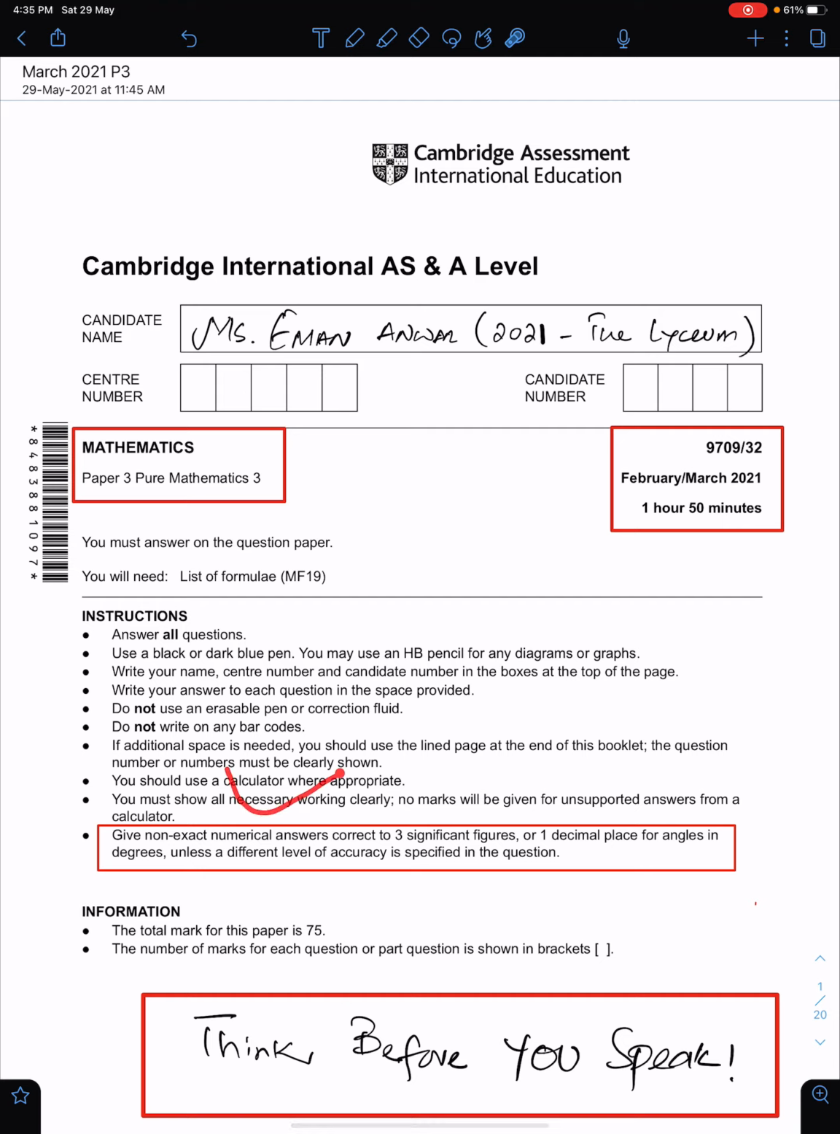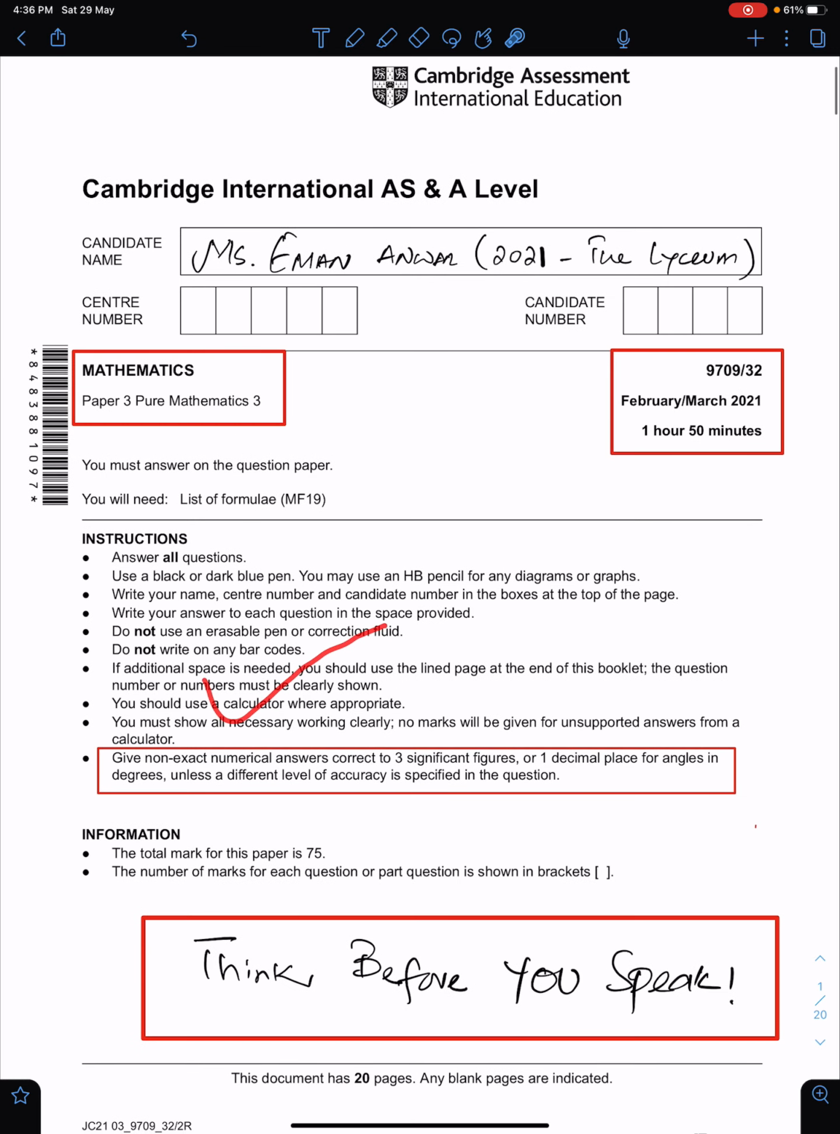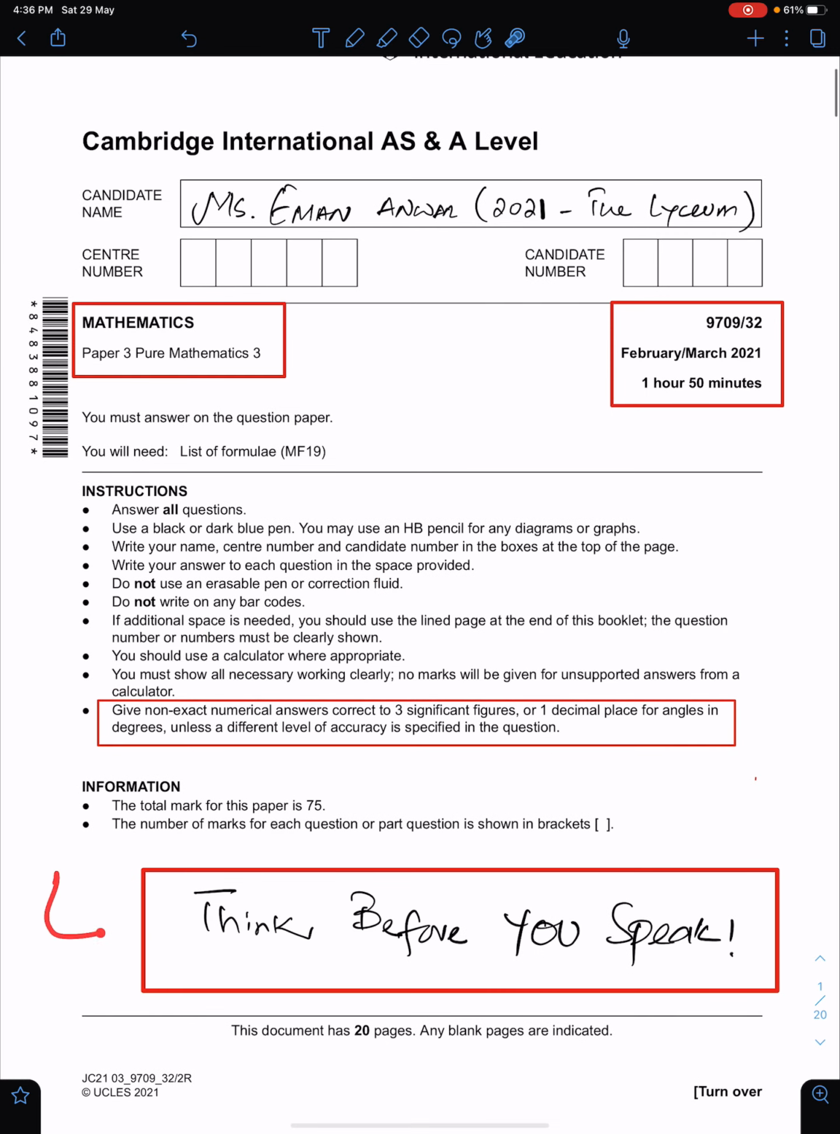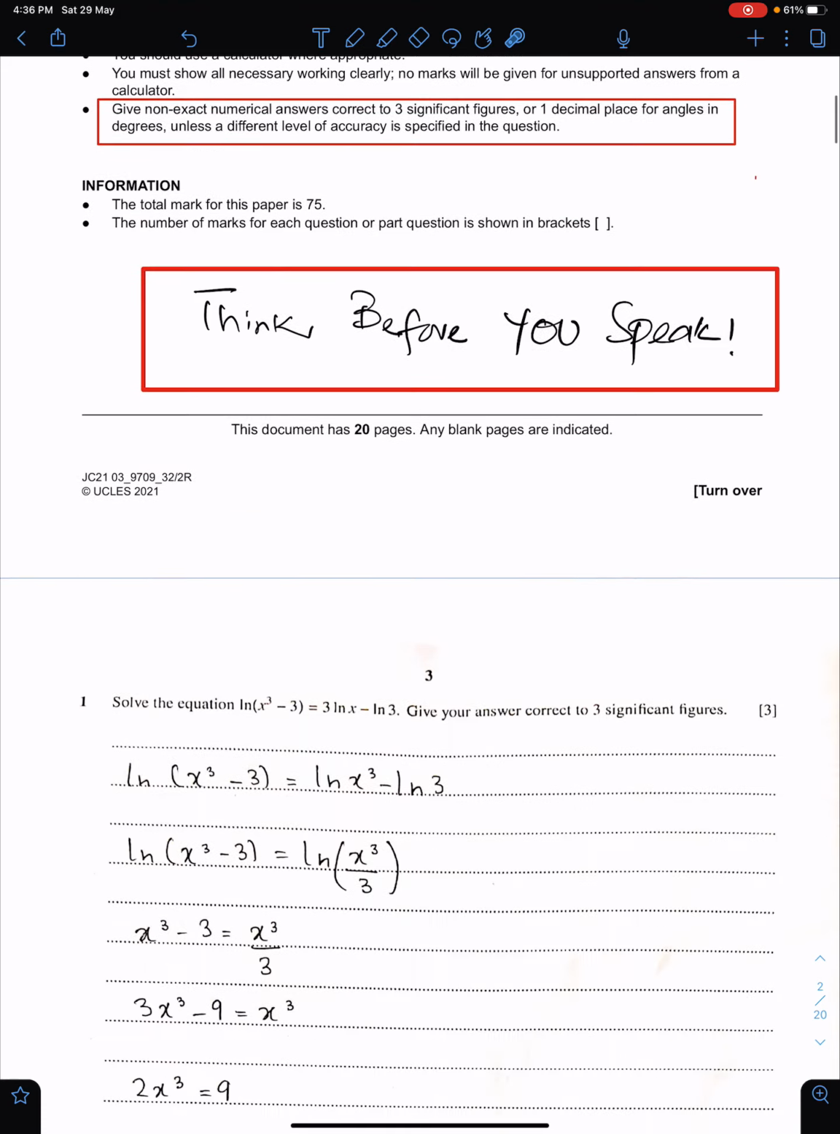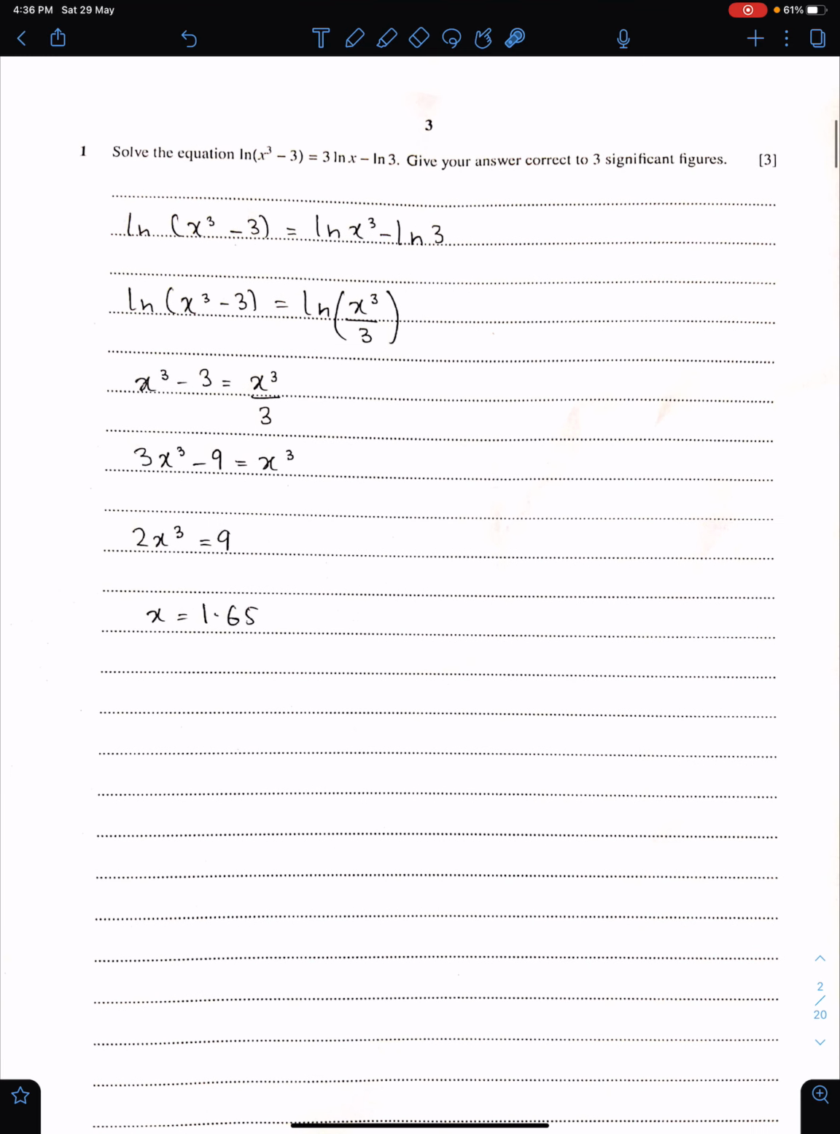Well, all these instructions are very important, especially this last one. Give non-exact numerical answers correct to three significant figures or one decimal place for angles in degrees, unless a different level of accuracy is specified in the question. You must follow all these instructions. An important advice: think before you speak. Two important tips to solve the paper in a good way. Number one, read questions carefully. Number two, avoid careless mistakes.